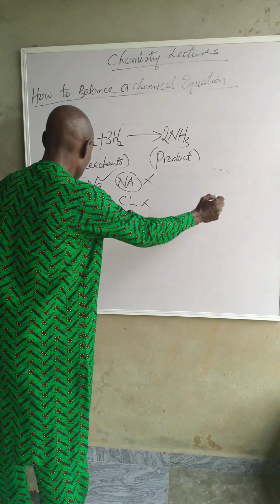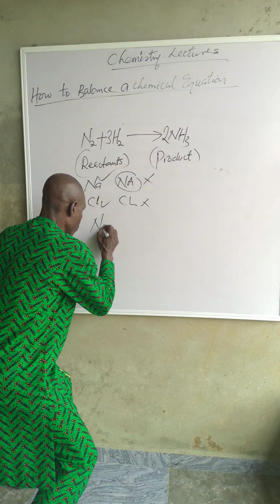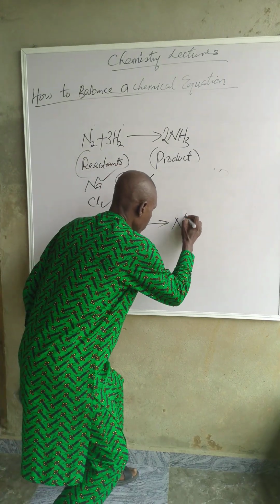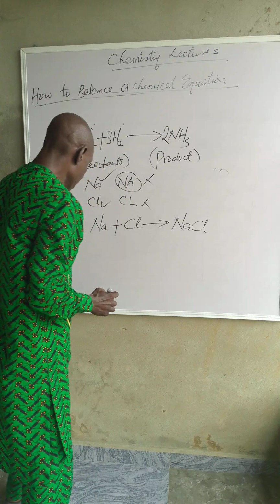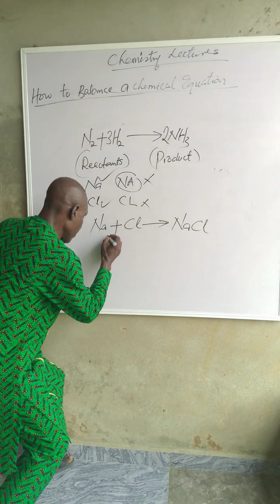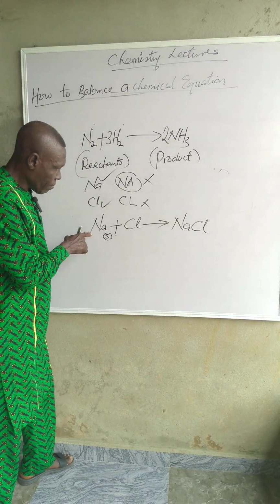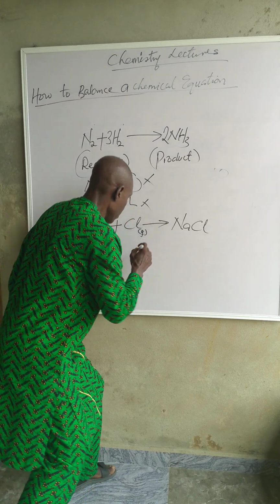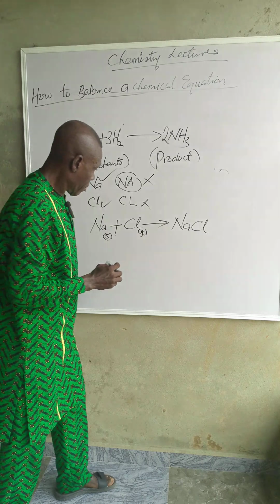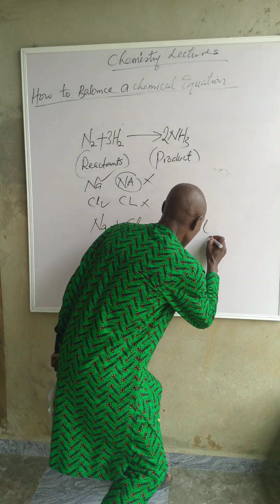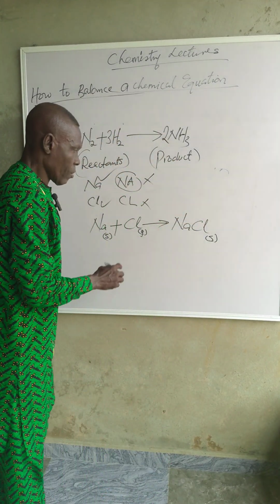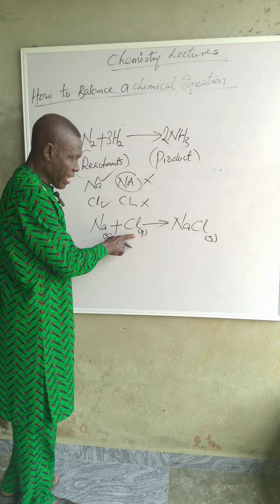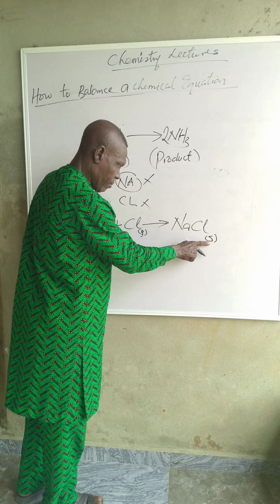Now, for example, assuming we have sodium reacting with chlorine to give sodium chloride. Sodium as a metal here is a solid. Chlorine is a gas. And here, the product is a solid. See now? This is the gaseous state, this is the solid state. They are reacting with the gas. The product is what? Solid.